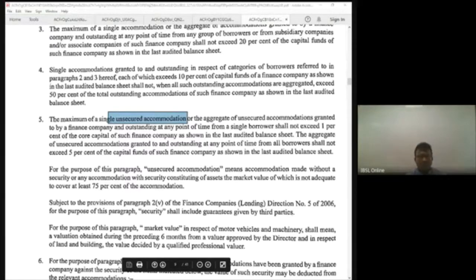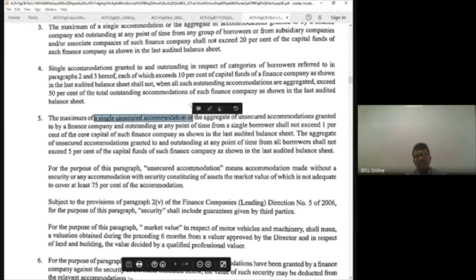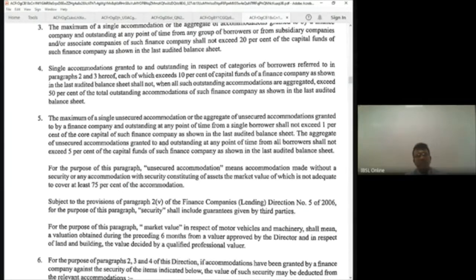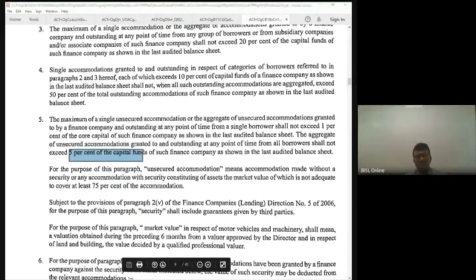What is an unsecured loan? I will give you a loan with no security attached. That is known as unsecured loans. But the maximum of a single unsecured accommodation or the aggregate of unsecured accommodation granted by a finance company and outstanding at any point of time to a single borrower shall not exceed 1% of the core capital. The aggregate of unsecured accommodation granted and outstanding at any point of time to all borrowers shall not exceed 5% of capital funds. Okay. Right.